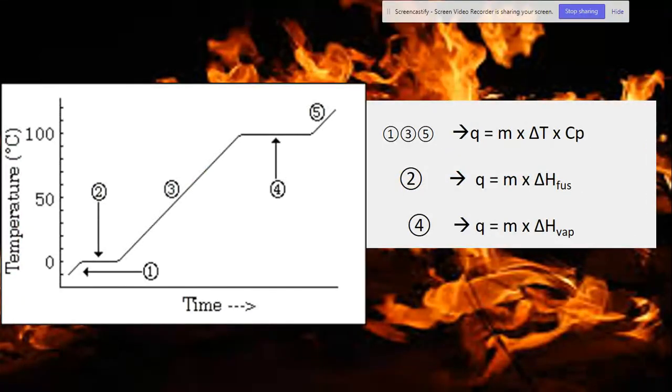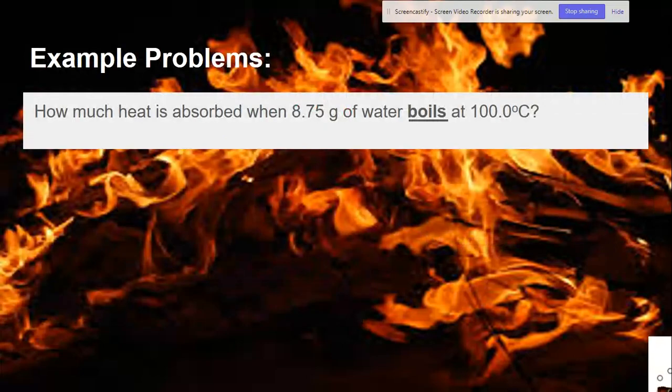So when you're in these places where temperature is changing, then you need that delta T, and that means you use the specific heat to find those energies. And when you're flat, you're just going to use this much easier equation where you just multiply the mass times one of those delta H's.